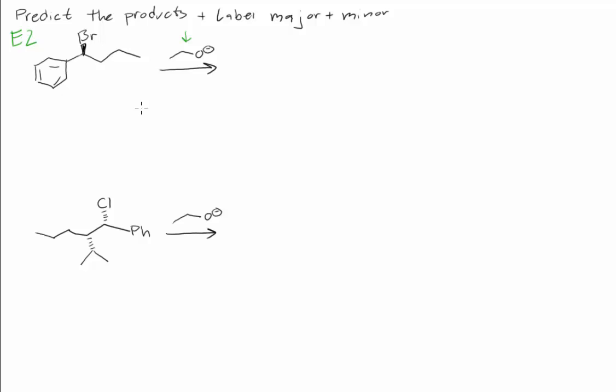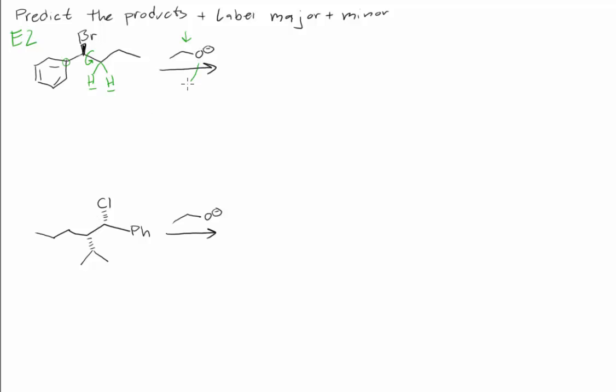we need to decide where the beta hydrogens are, and there are 2 beta hydrogens on this molecule. There are no beta hydrogens on this carbon, so we don't have to worry about it. And because there are 2 beta hydrogens, and we have free rotation around this C-C bond, we can use either beta hydrogen to eliminate in our E2 mechanism.